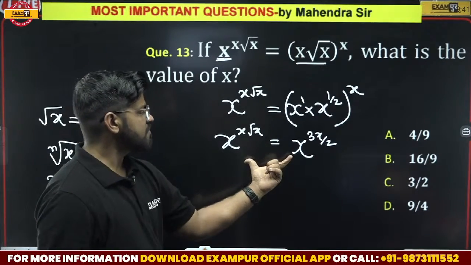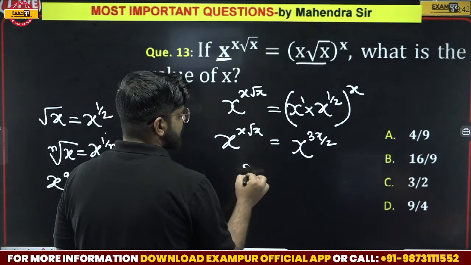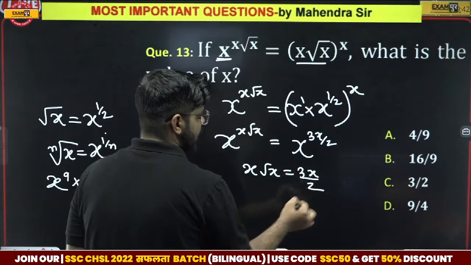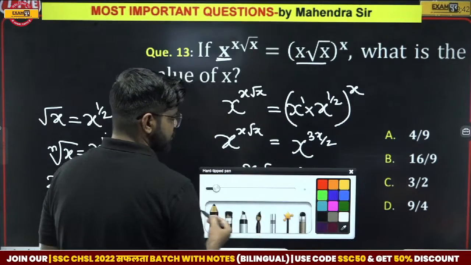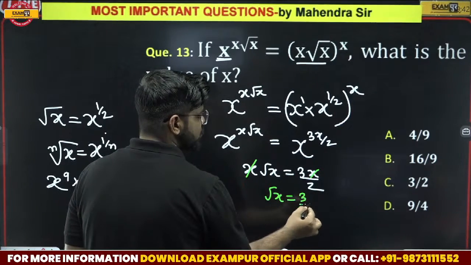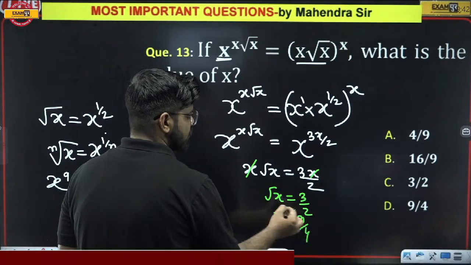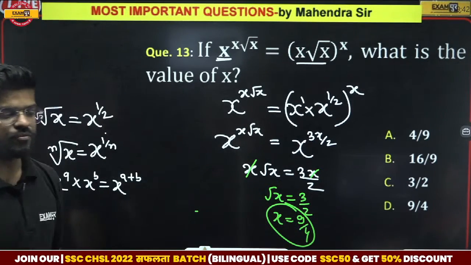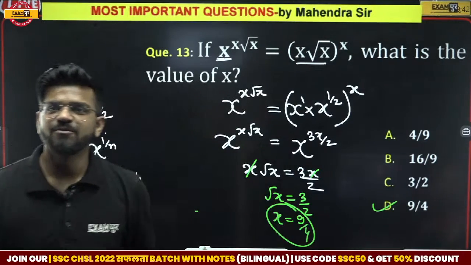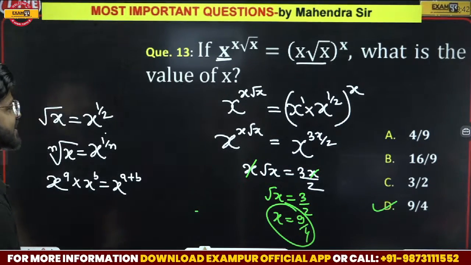Now we have the same base, so we can compare that x root x is equal to 3x by 2. x root x is nothing but 3 by 2, x gets cancelled out, so root x is equal to 3 by 2. Square both sides, x will be 9 by 4, yes or no? X will be 9 by 4. Option number D, absolutely correct Anupam, absolutely correct.